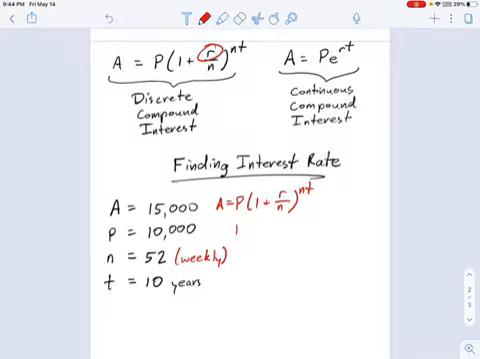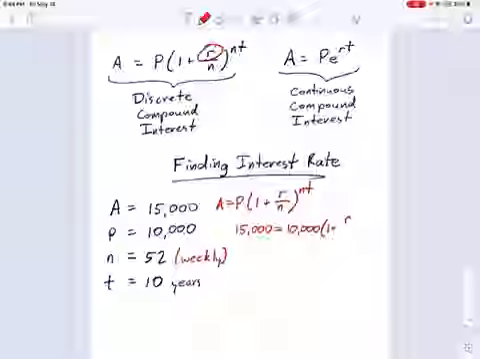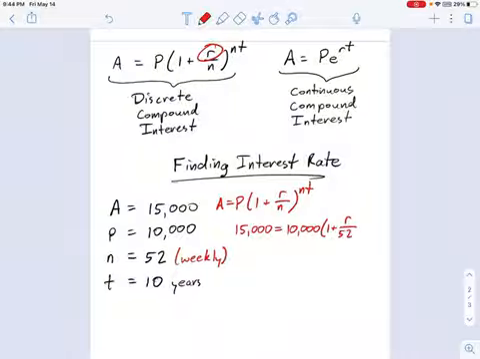A, remember that's the amount promised, is $15,000. P, the initial investment, is $10,000. And then here's the rest of it, 1 plus, we don't know what R is. That's what we're trying to figure out. N is 52. And in the exponent, you have 52, the number of weeks in a year, times the number of years, 10. Okay?